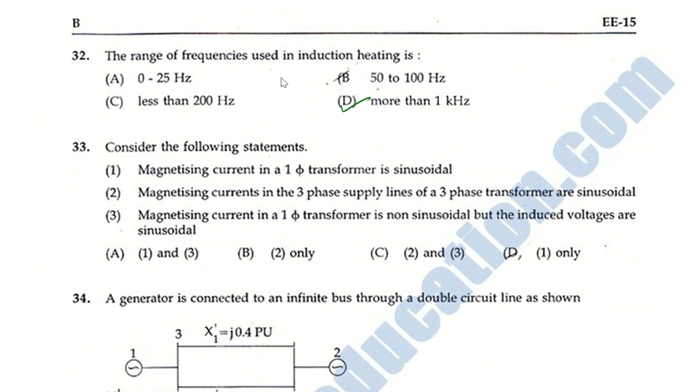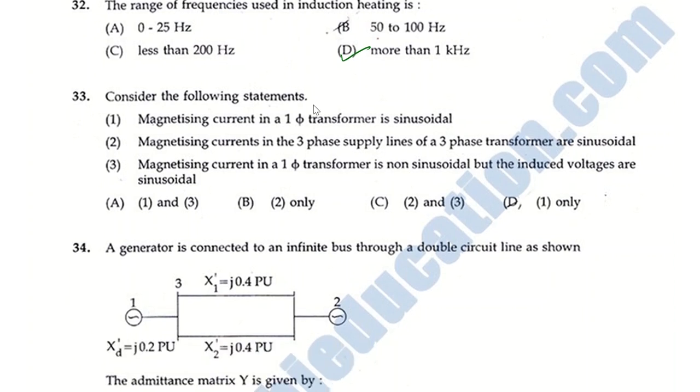Okay. Next one. Consider the following statements. The magnetizing current in a transformer is sinusoidal. It's a wrong statement. The magnetizing currents in the three-phase supply lines of a three-phase transformer are sinusoidal. Correct statement. The magnetizing current in a single-phase transformer is non-sinusoidal. It's a peaky wave in nature, but the induced voltages are sinusoidal.